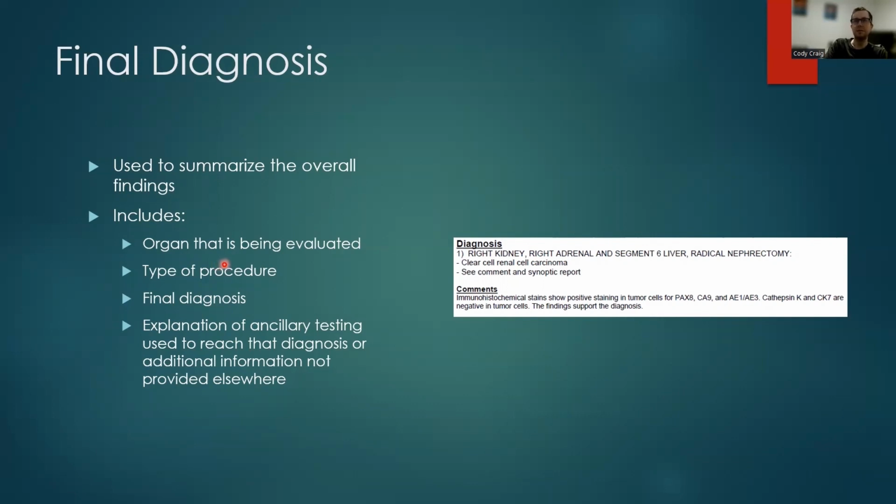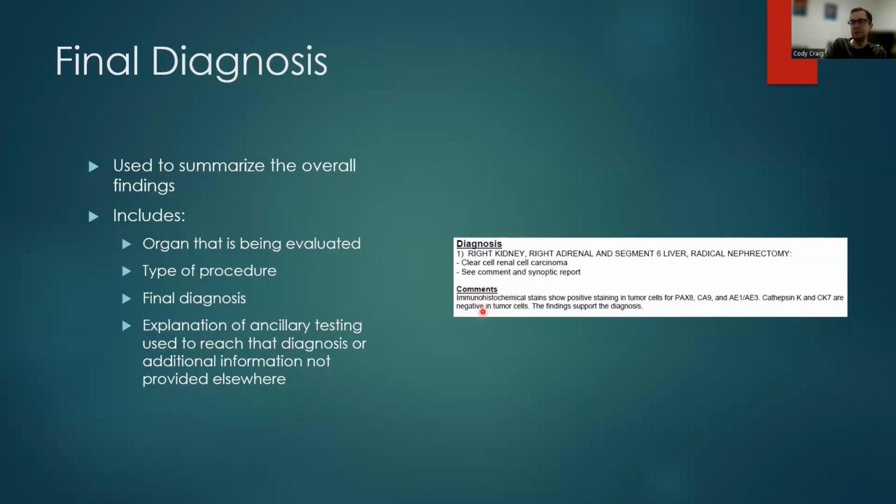Each pathologist has a different way of writing these up, but there's the same general idea each time. So we have what we call a top line. That's the organs that were removed, so right kidney, or right adrenal gland, part of the liver, and then the procedure that was done, so a radical nephrectomy. And then we have the overall diagnosis. In this example, it's a clear cell renal cell carcinoma. And then oftentimes we will include a comment, and then we'll mention the synoptic report. We'll get to that in a second.